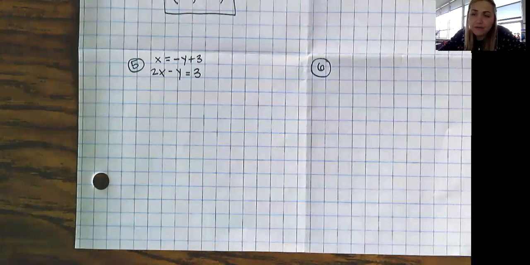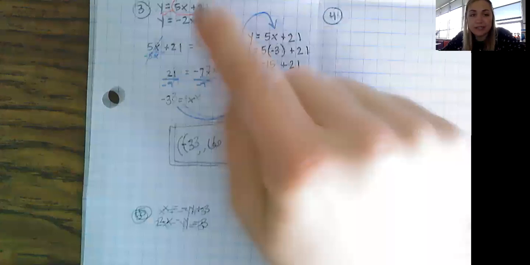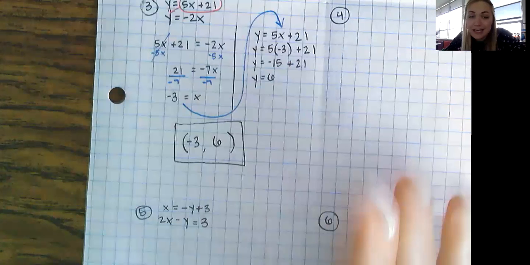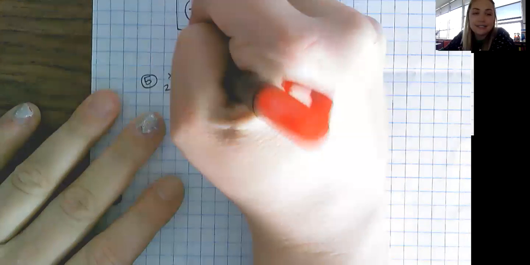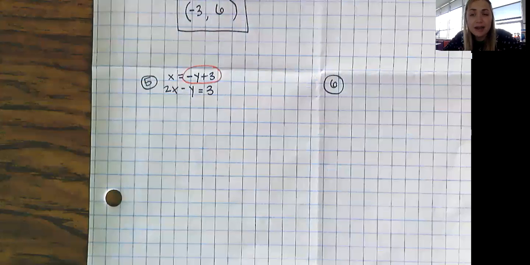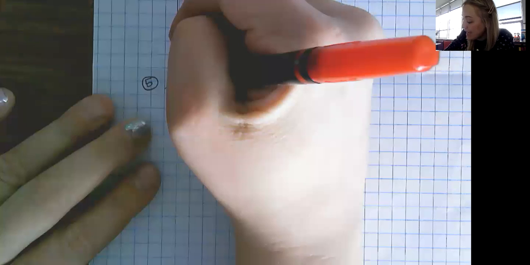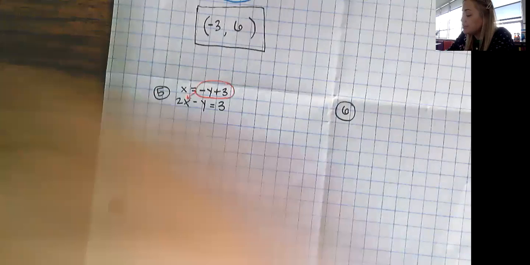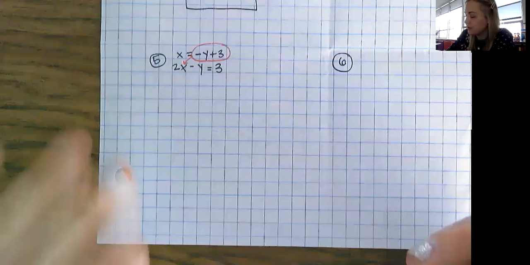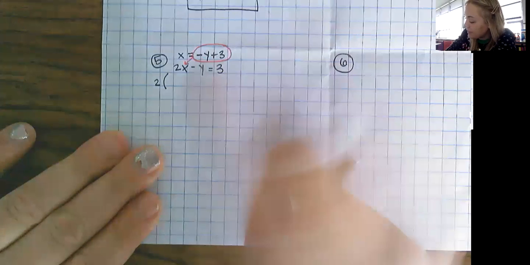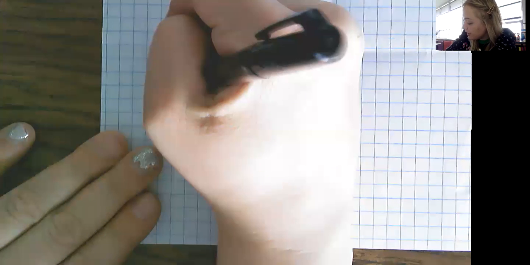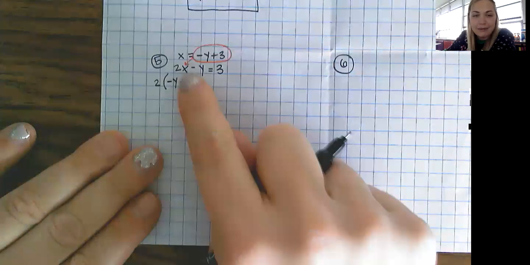Now you'll notice that neither of these equations is like the last one where it's solved for y, but there is a top equation that is solved for x. So I'm going to circle all this stuff because it's equal to x. Now, if all of that stuff that I circled is equal to x, then I can replace the x in the second equation with all of that circled stuff. So instead of 2x minus y equals 3, this is going to be 2 times negative y plus 3 in parentheses, and that's like my 2x.